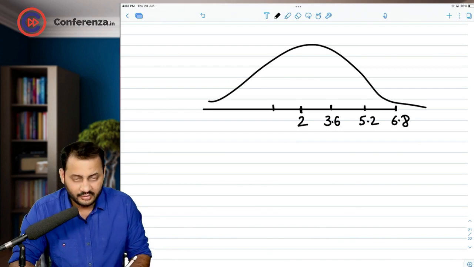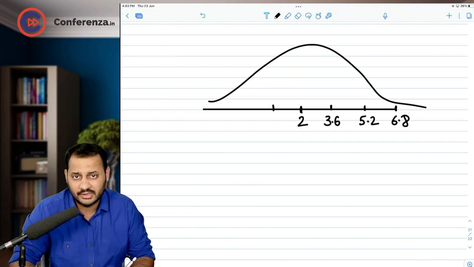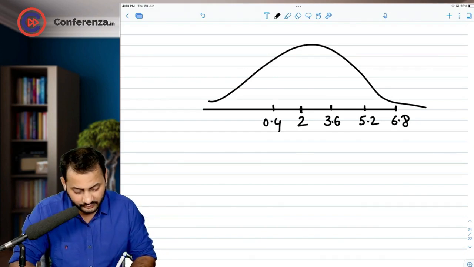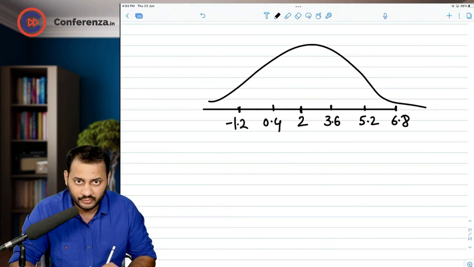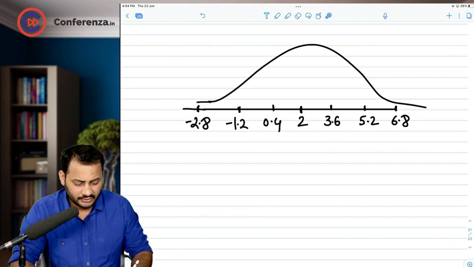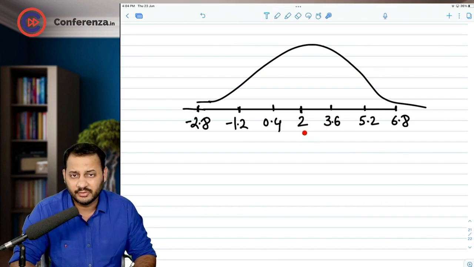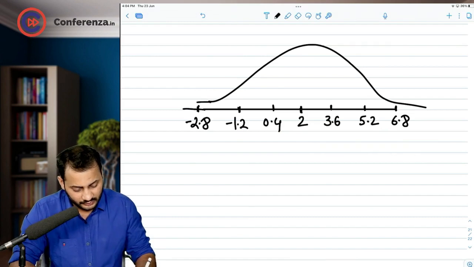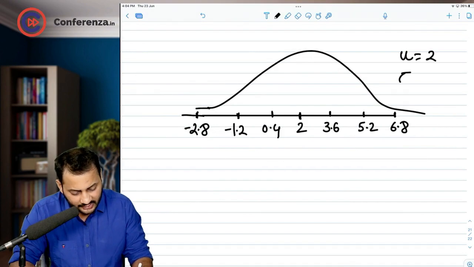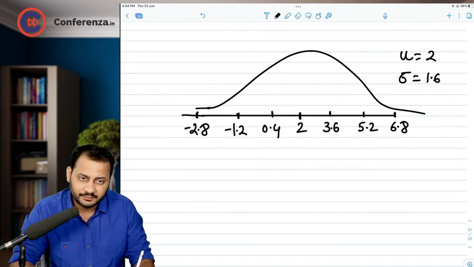But if we go on the left side, that means instead of profit, if losses happen, then 2 minus 1.6 will be 0.4 profit only. Here minus 1.2 will be the profit. That means we have started incurring losses, and minus 2.8 will be the losses. Most of the time we just have to think 3 standard deviations away from the mean. This is first standard deviation, second, third. Okay. So if we write down here, mu is nothing but 2 crore in this case. Standard deviation is nothing but 1.6 crore in this case.